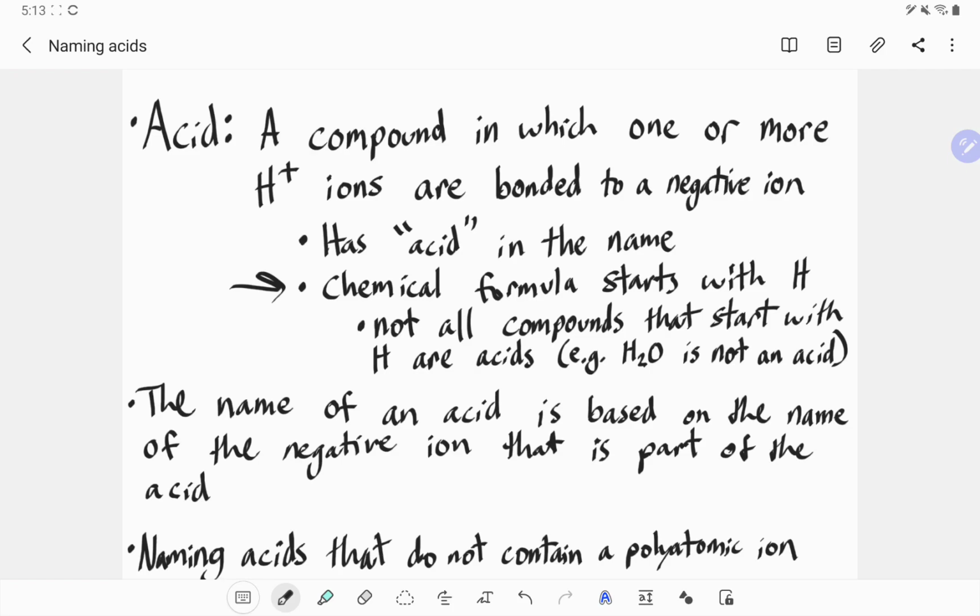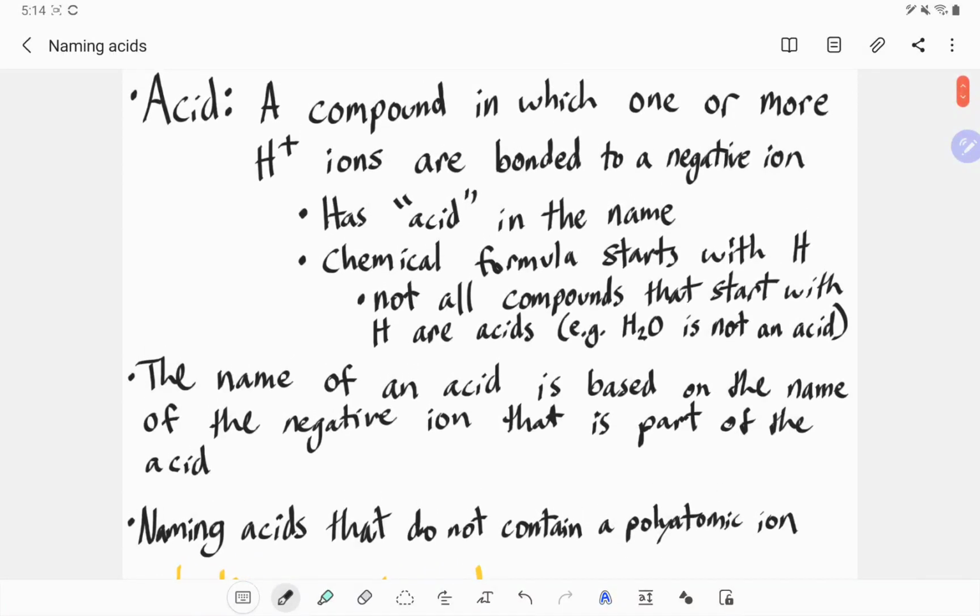There are exceptions to this. One notable exception is going to be H2O. We all know that that is water, and we are not aliens. We don't drink acid for hydration. H2O is not an acid. But for the most part, if something starts with H, it's usually an acid. So for the purpose of this class, if a chemical formula starts with H and it is not H2O, then we'll just say it's an acid unless I tell you otherwise.